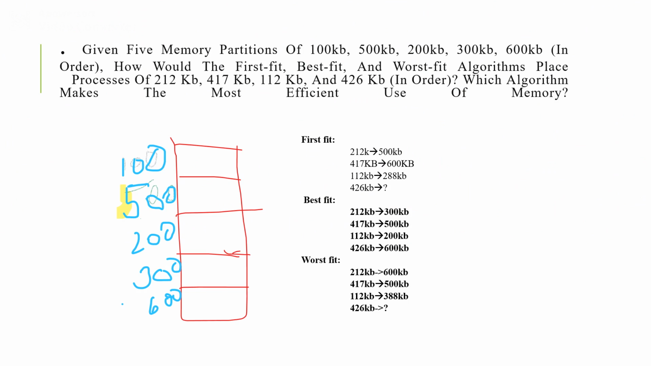Let's say we have got this kind of question wherein five memory partitions are given. The first partition is of 100 KB, second is of 500 KB, third is 200 KB, fourth is 300 KB, and the fifth one is 600 KB. And as we know, these are the possible partitioning algorithms: first fit, best fit, and worst fit. So how can these problems be solved?